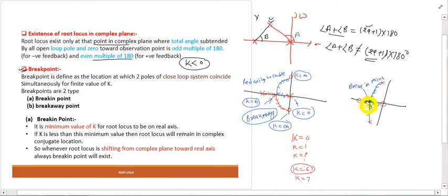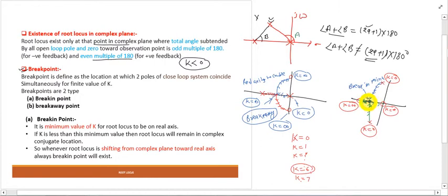Understand that? Now similarly for this condition, at the pole the value of k is 0, and at the zero the value of k is infinity. We know that at the terminating point the value of k is infinity. When we increase the value of k from 0 to 6, then what happens? At 6, the roots come from the complex plane to the real axis. Now, when we further increase the value of k to 7, then roots start moving like this.